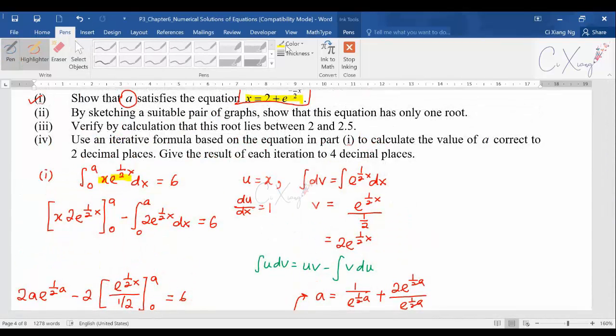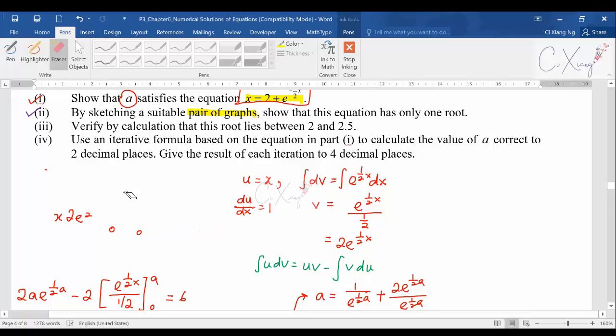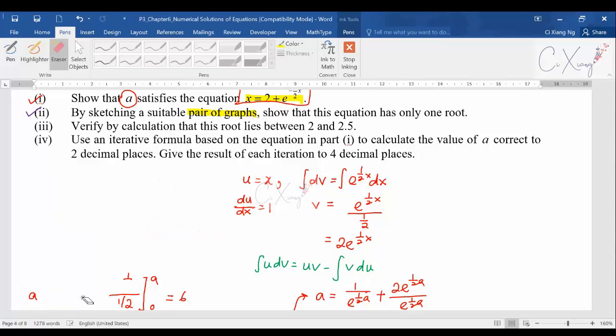For part number 2, what do we have here? They want you, by sketching a suitable pair of graphs, to show that this equation has only one root. So now we come back to the very first method that we learned before. They actually want you to locate the approximate root by using the graph method. So again, a pair of graphs. What are the equations that you should sketch? What are the graphs that you should sketch? To save the space, I will just erase all the steps here.